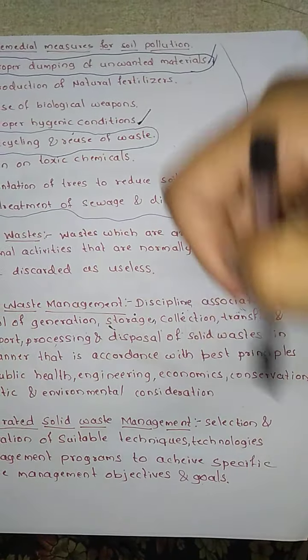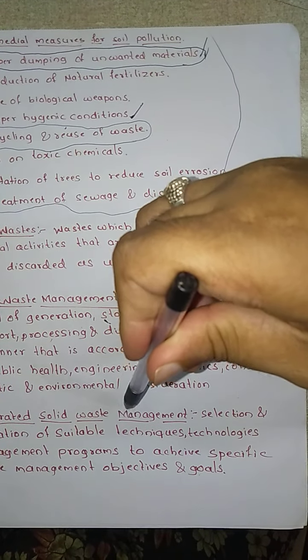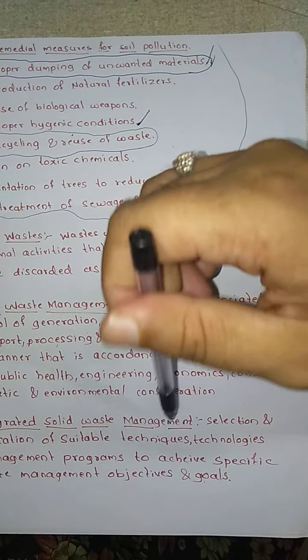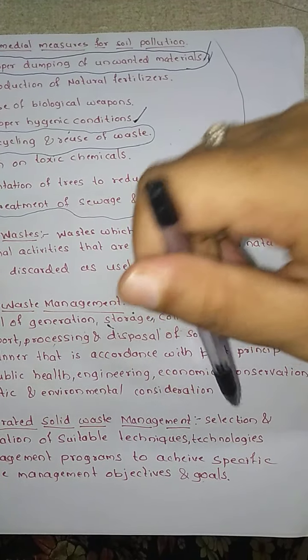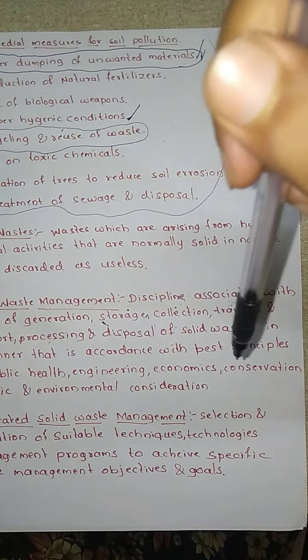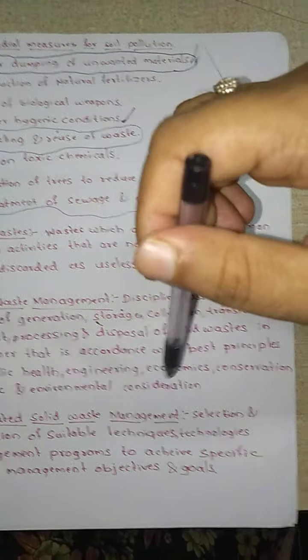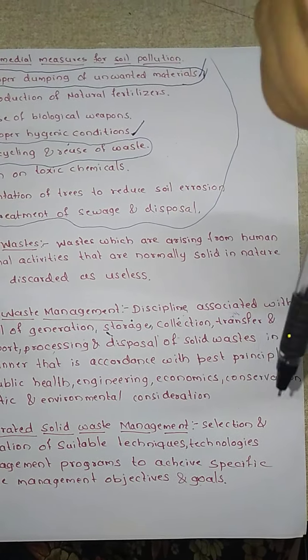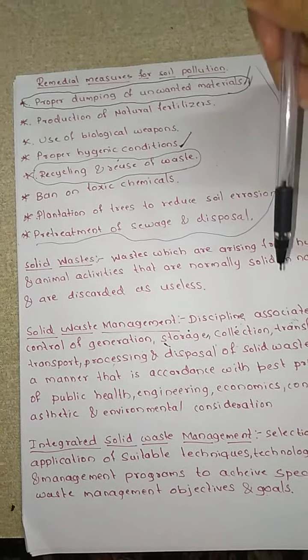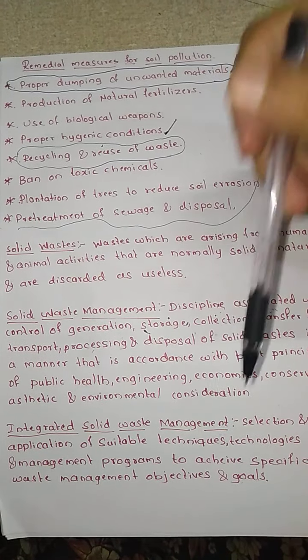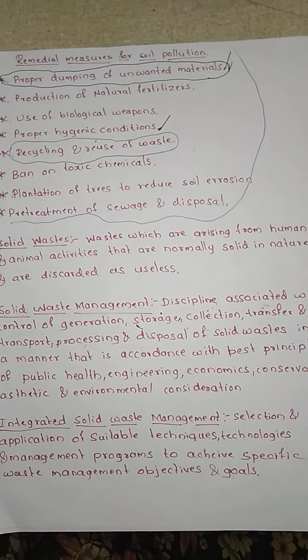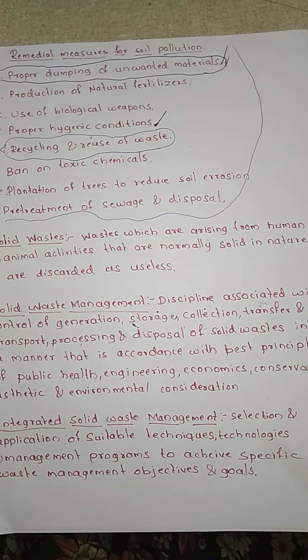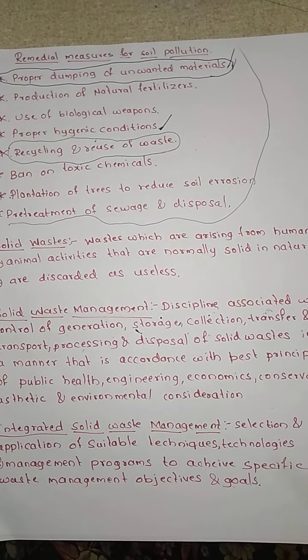Actually, this integrated solid waste management is part of your scheme, but still we have learnt it. What is integrated solid waste management? It is the selection and application of suitable techniques and technologies in order to achieve the specific waste management objectives and goals. The objective and goal is to reduce the quantity of solid waste that has to be disposed of on land. That is nothing but integrated solid waste management.